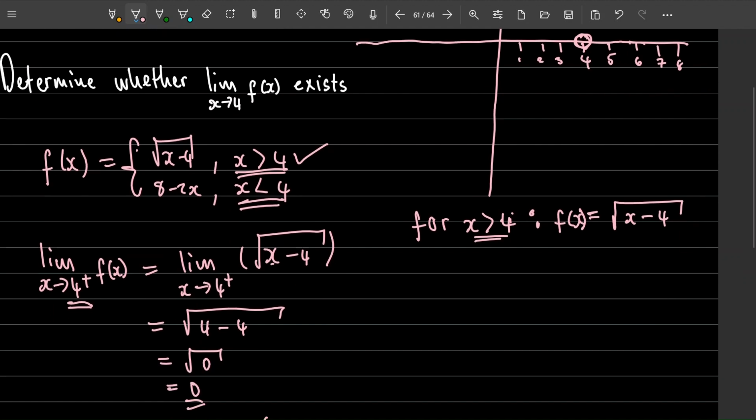Now, what else do I do? I pick one more point, which is greater than 4, right? I can pick even 5, or whatever point it is that I'm going to pick, and I'm going to see what value it gives me.